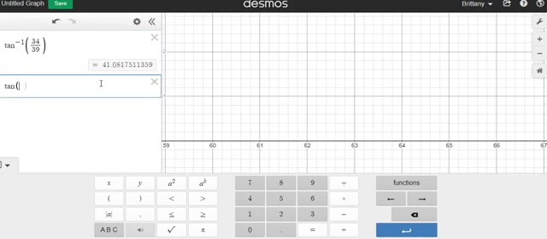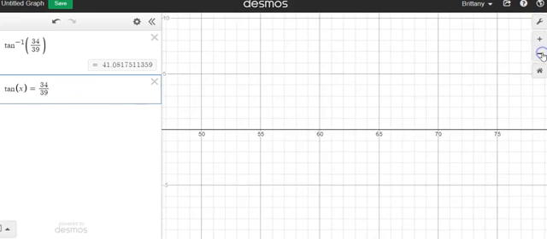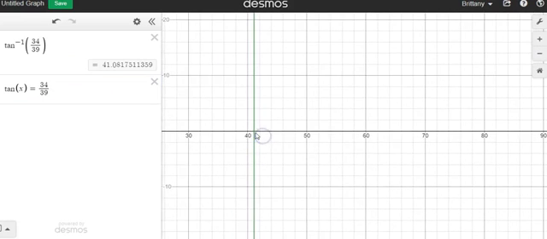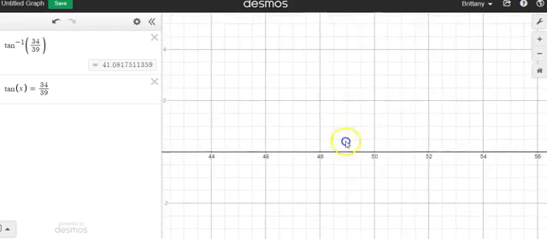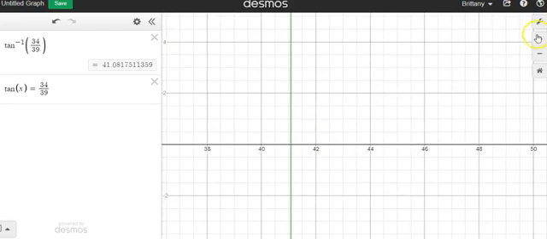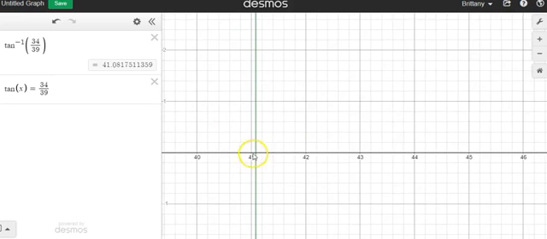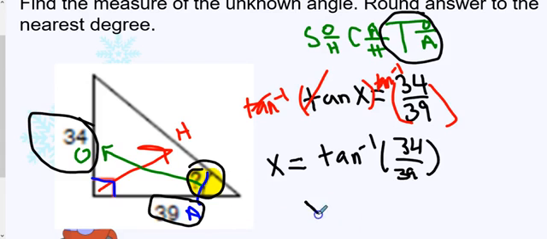So let's try it just typing in our ratio. Right, I'm gonna have to zoom out. There it is. And see, it's not letting me click on it. So I've got to zoom in. And I can see it's really close to 41. So I'm gonna say 41. And then this is degrees because it's an angle.